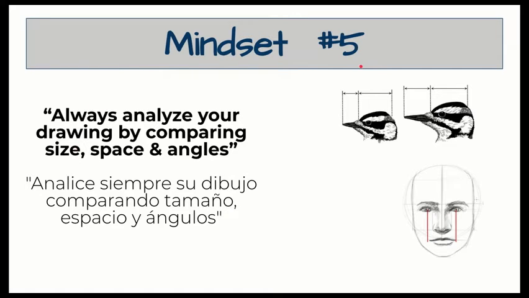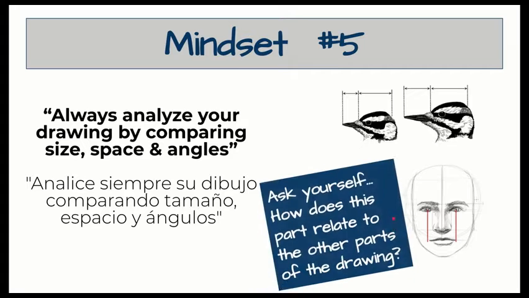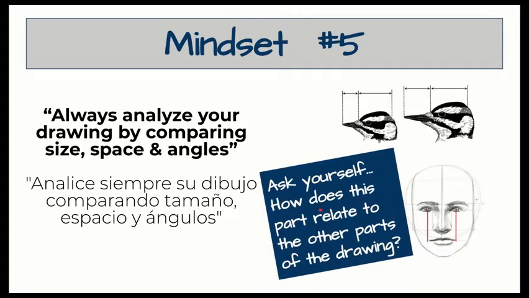The mindset for this lesson is always analyze your drawings by comparing size, space, and angles. So when we look at this face over here, you see that red line? That is an imaginary line. This is what you can do when you draw. I want you to think of imaginary lines. Where does this line up with this? So where does the pupil of the eye line up with? It lines up with the corner of the mouth. So it's a way of checking to see if your drawing is lining up with itself.